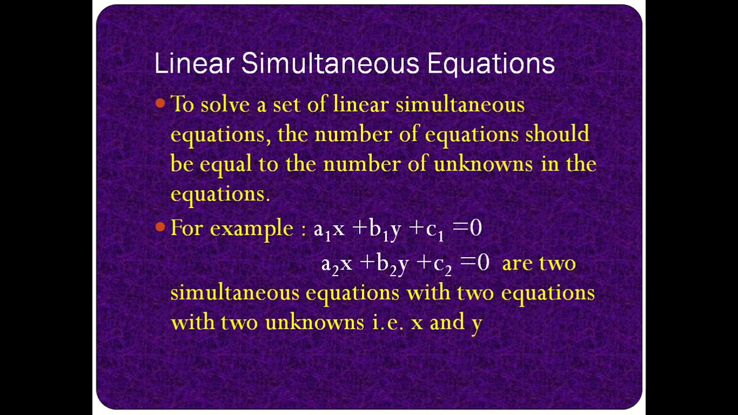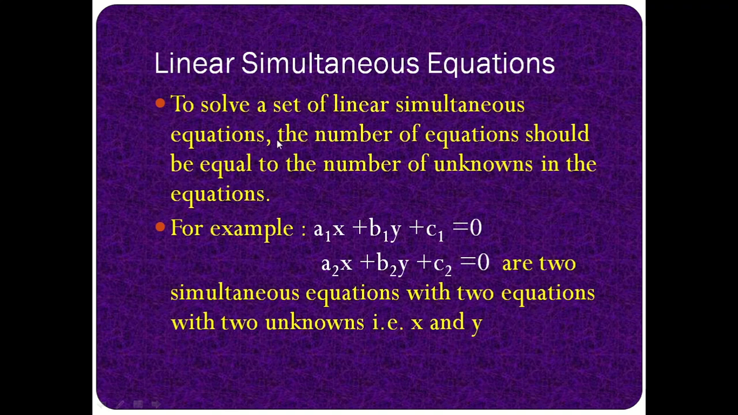Now, linear simultaneous equations. So what is a linear equation? A linear equation is an equation with variables with the powers as 1. So to solve a set of linear simultaneous equations, the number of equations should be equal to the number of unknowns in the equations.